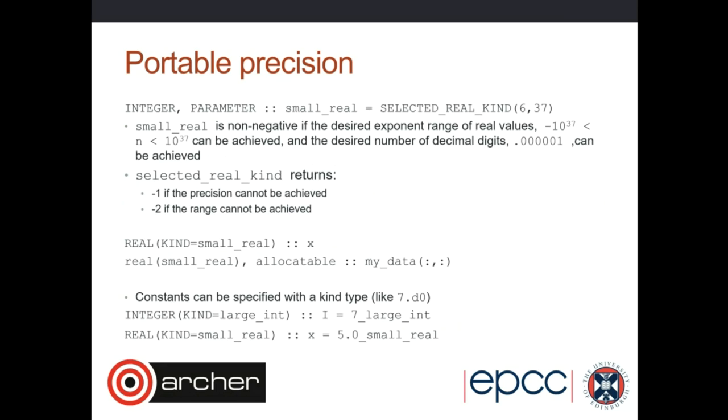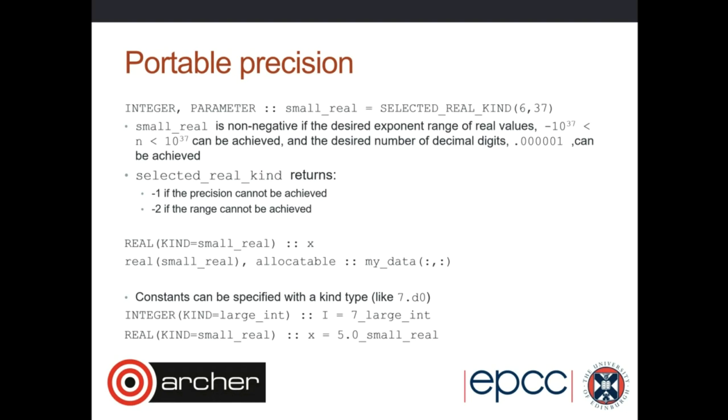So you get exactly the same kind of thing for real numbers, but here, as well as specifying the exponent range, we also specify the number of decimal digits, the precision we want to store. So here we've got a select real kind. I want to be able to store up to 6 decimal places and plus or minus 10 to the 37 in the exponent. So this lets us define our own precision somewhere in the program, maybe in a module, and then use that everywhere we define a real or an integer variable.